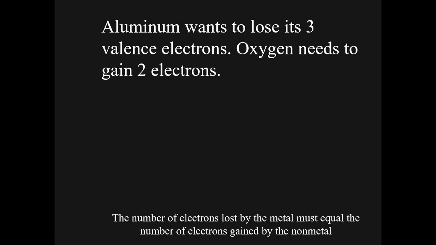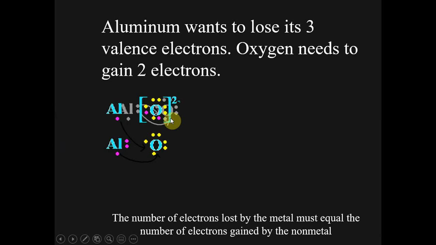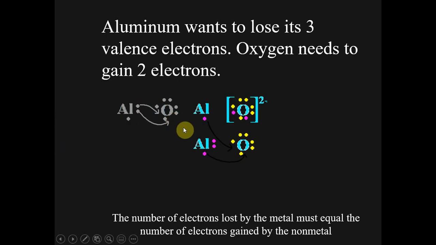So let's take a look at oxygen and aluminum. Aluminum has 3 electrons in its valence shell that it wants to lose. Oxygen only needs 2. So we have a situation here where the aluminum, if it gets rid of 2 electrons, they go to the oxygen, 1 into this spot, 1 into this spot, and then that leaves us with the extra electron on the aluminum, so it has to go somewhere.